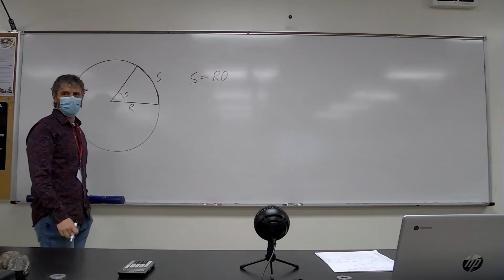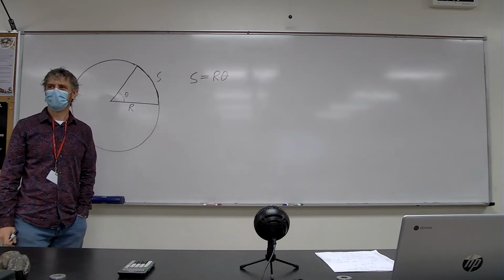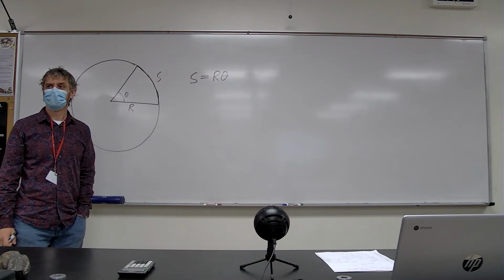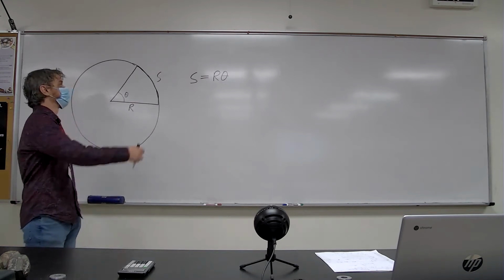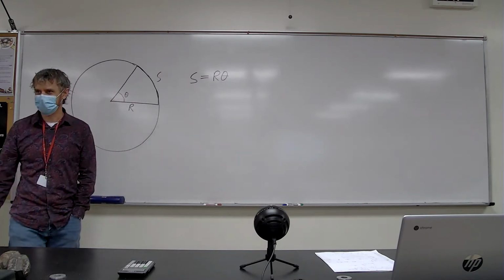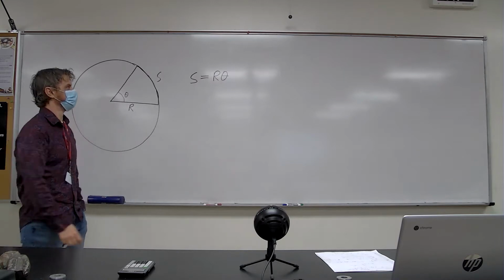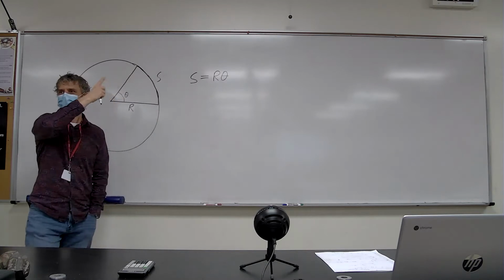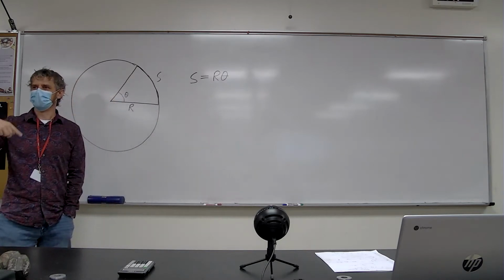And then that makes it so that whenever the angle is the full circle, if theta is 2 pi, right, then that's where the pi comes in, the arc length is going to be the circumference of the circle, right?